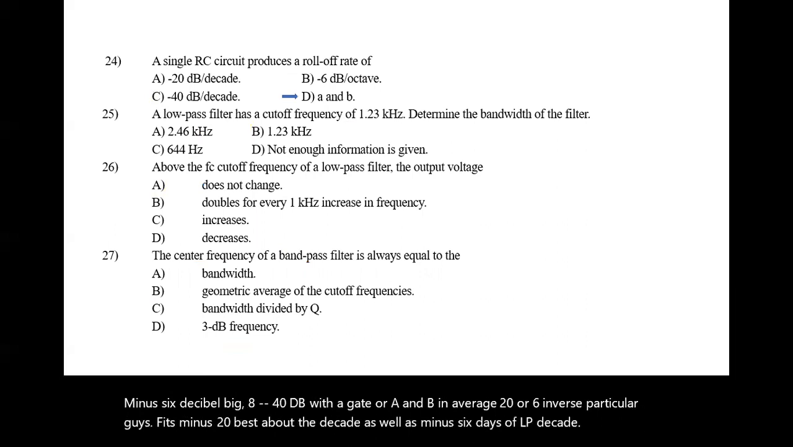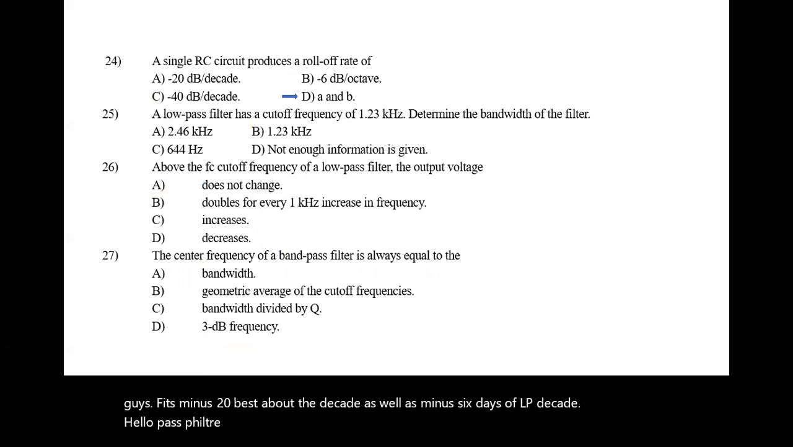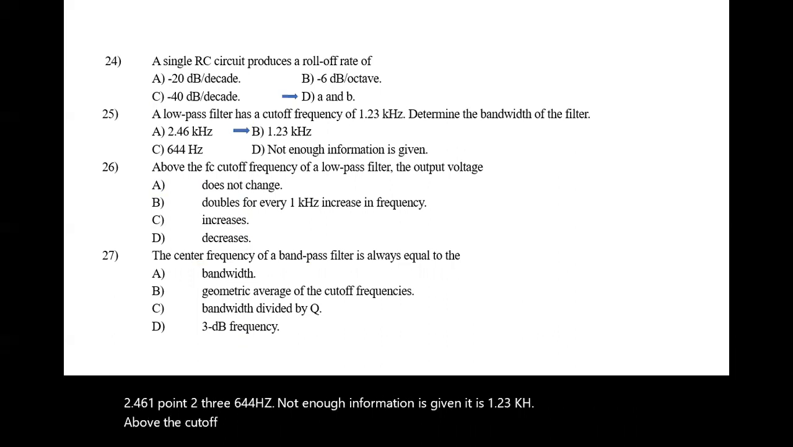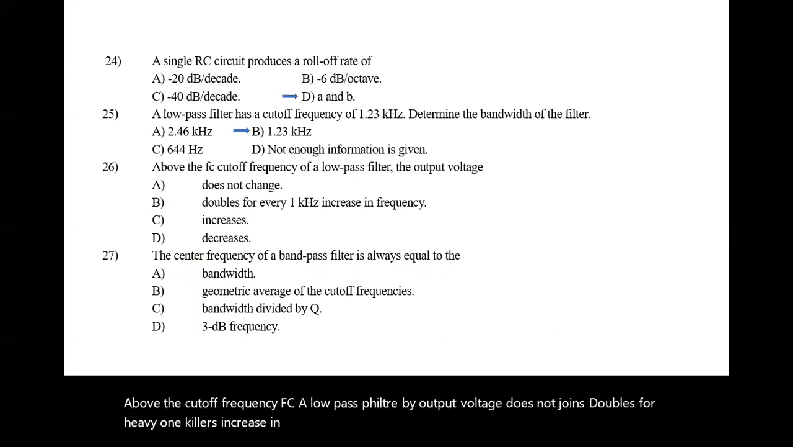A low-pass filter has a cutoff frequency of 1.23 kHz. Determine the bandwidth of the filter. Is it 2.46 kHz, 1.23 kHz, 644 Hz, or is not enough information given? It is 1.23 kHz. Above the cutoff frequency FC of a low-pass filter, the output voltage does not change, doubles for every 1 kHz increase in frequency, increases, or decreases.